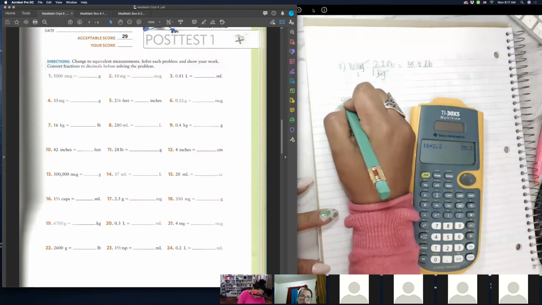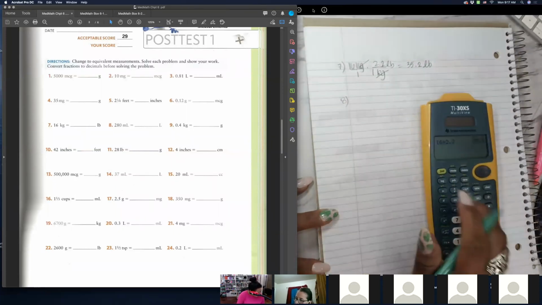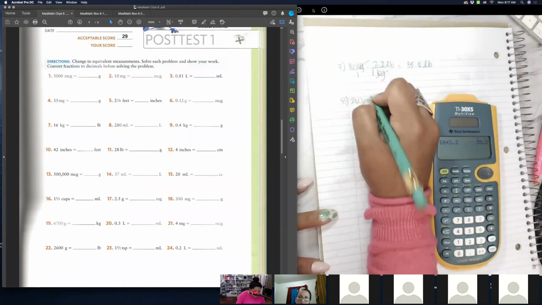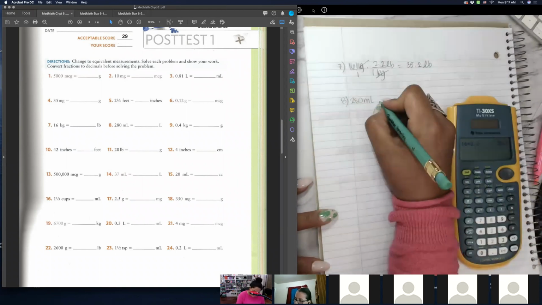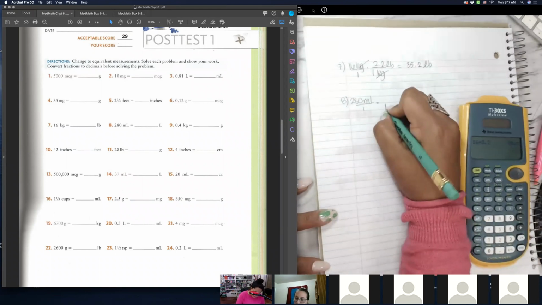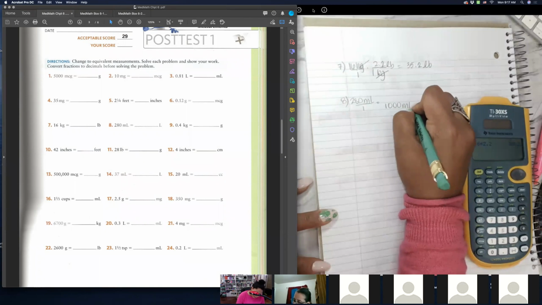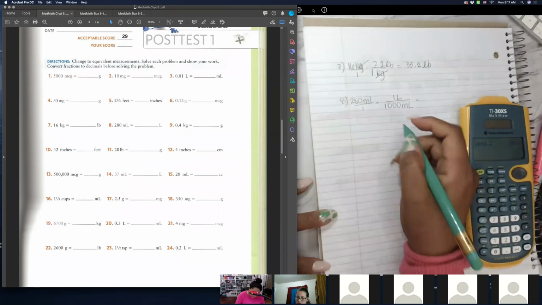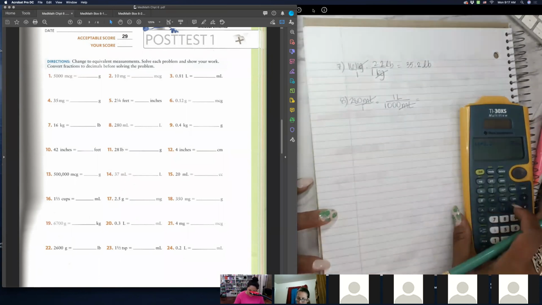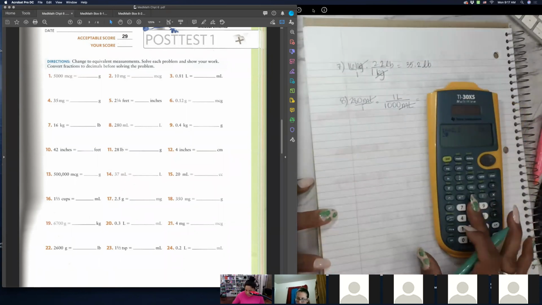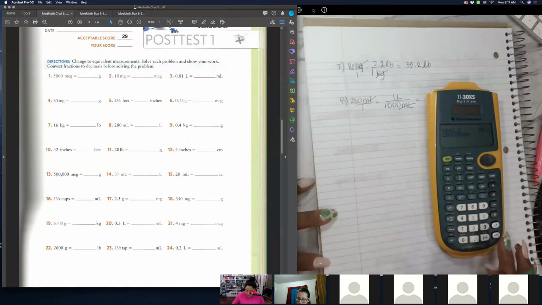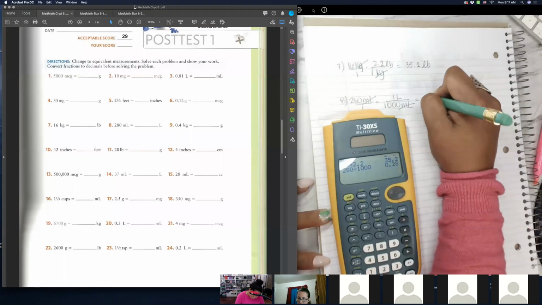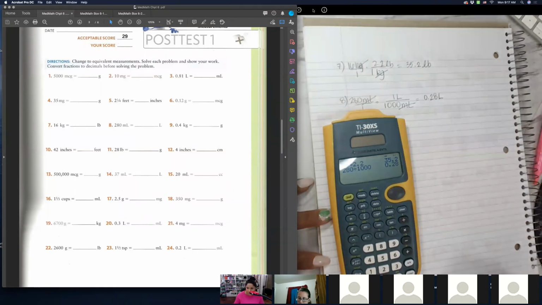Number 8 is 280 milliliters converted to liters. So that's 1,000 milliliters to 1 liter. My units of milliliters are going to cancel, and then I can just go ahead and take 280 divided by 1,000. And that's going to give me 0.28 liters.